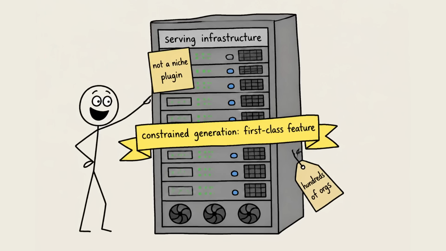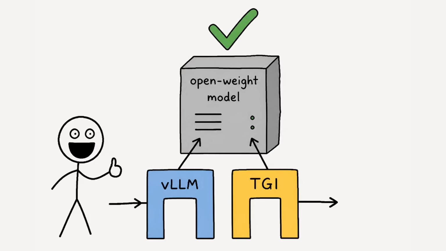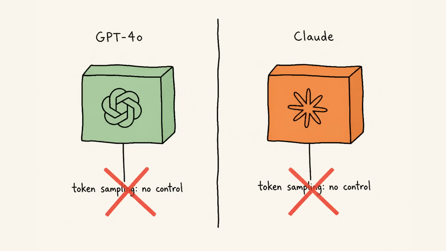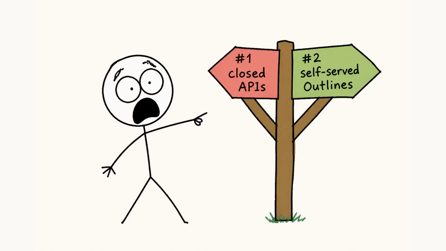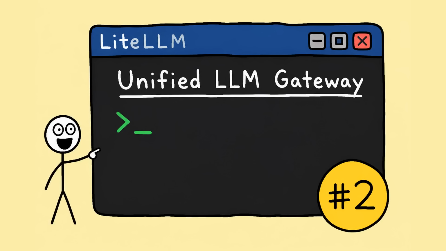The one hard limit defines exactly when you use it. Outlines works by reaching into the token probabilities, which means you need a model you serve yourself, an open weight model behind vLLM or TGI. You cannot do this to GPT-4o or Claude through their APIs because you don't control their token sampling. So the fork kind of writes itself, and it's the whole reason number 2 exists.